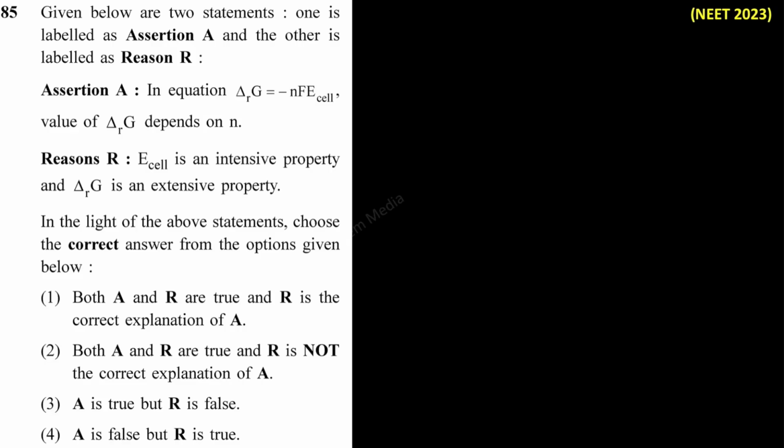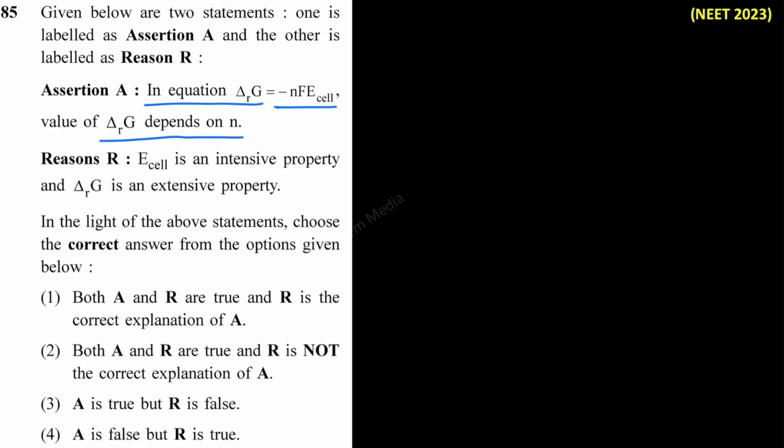Hello everyone. Let's do this assertion reason question. In equation, delta G of the reaction is equal to minus nFEcell. The value of delta G of the reaction depends on n. Is that true? It is true.